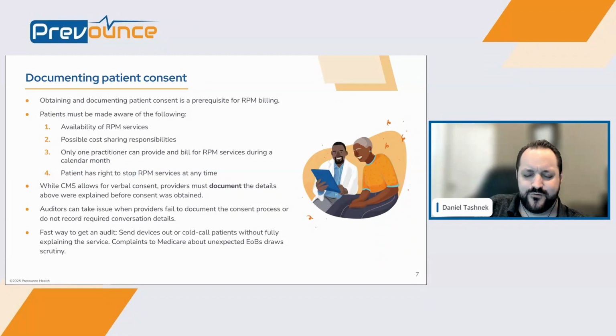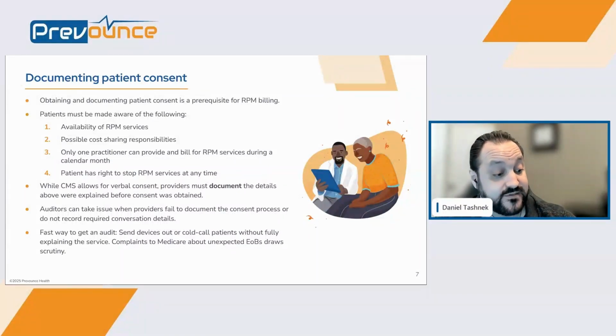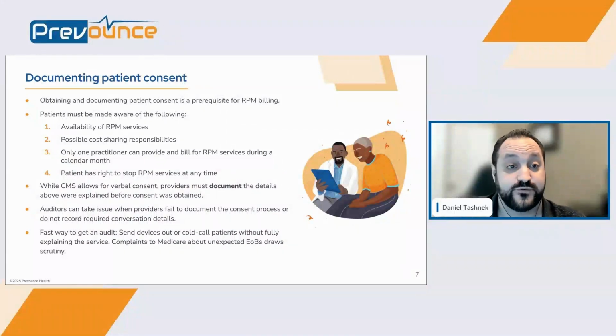It is amazing how much this is the issue in audits for programs. About 70% of our customers the last year have been from other vendors that are coming into us. You'd be surprised how often there's issues with the consent documentation.